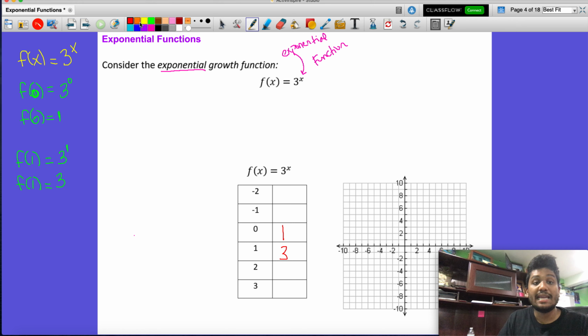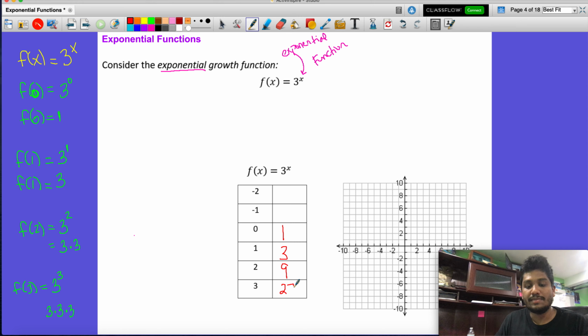All right, same exact thing now moving forward for f of 2. We're just going to replace the x with a 2. So now it becomes 3 to the 2nd power, and this just means that we're going to write the number 3 twice and then multiply those two, and we're going to get a 9. All right, and what do you think f of 3 would be? That's just going to be 3 to the 3rd power, which is 3 times 3 times 3, giving us 27.